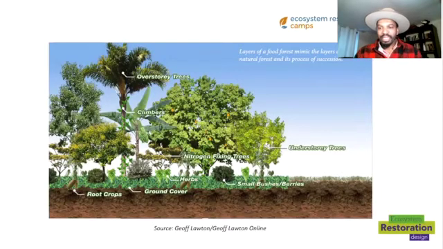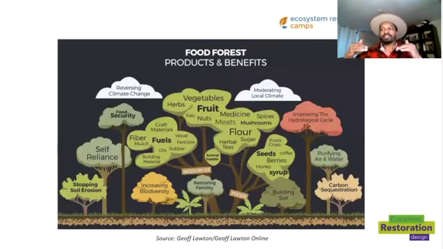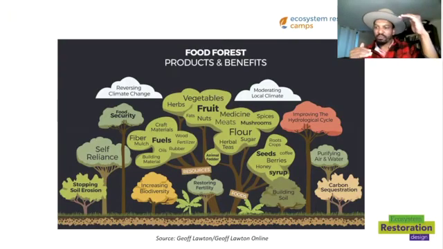So in the end, what that does is it creates this multifaceted benefit. You have all of these different products and services that are being generated just simply through the presence and the functioning of all of these species together.